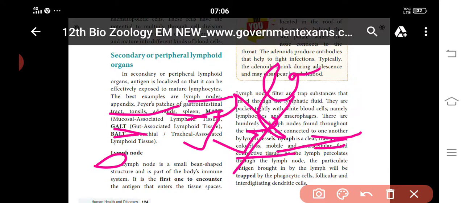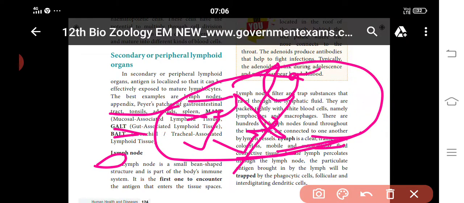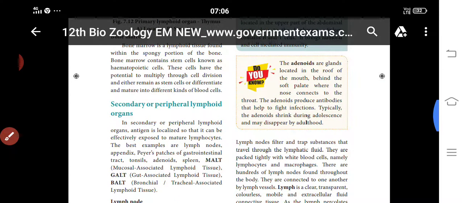Most lymphocytes are present throughout the body. Lymph nodes are the first to be encountered. A lymph node is a bean-shaped structure that the pathogens enter first, so the lymph nodes can stop or filter the pathogens.